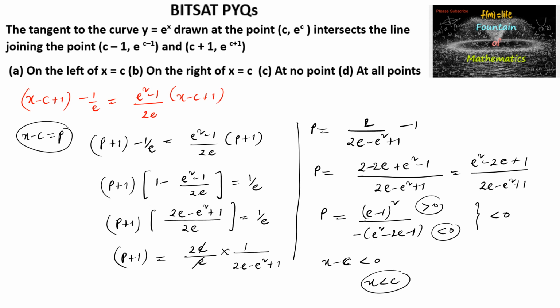So we can consider now the tangent of the equation y is equal to e power x at the point c comma e power c to intersect the line joining these 2 points. Your x must be less than c, means on the left of x is equal to c it is possible. So which is option A. So we can go with option A.